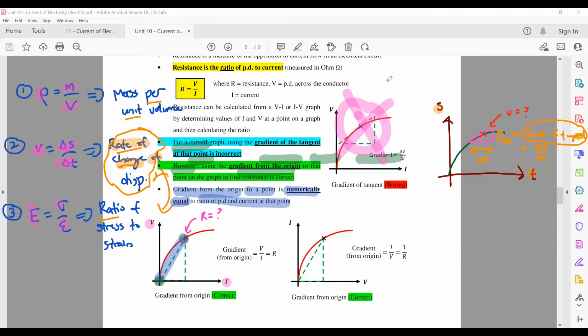Now, why do we say this? It is because if you look at the thing that I just drew here, right?